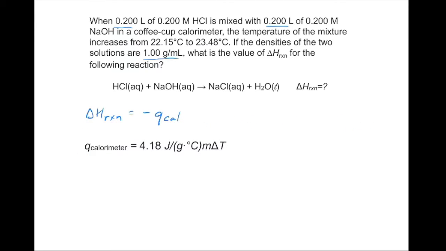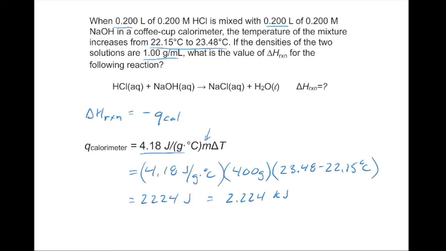So let's start off with the equation from the previous slide, because our first step is to determine what Q calorimeter is. Since it's a coffee cup calorimeter, it's an aqueous solution. The specific heat is going to be the same as that of water. And the mass, as we just mentioned, is going to be 400 grams because we have 200 milliliters of each of the acid and base with a density of 1 gram per milliliter. And then the temperature change is going to be the difference between 23.48 and 22.15. So let's just write that out.